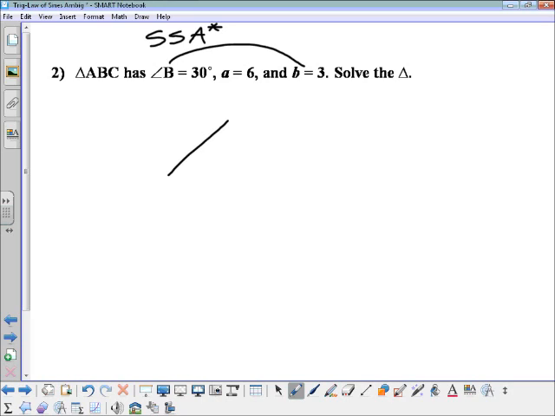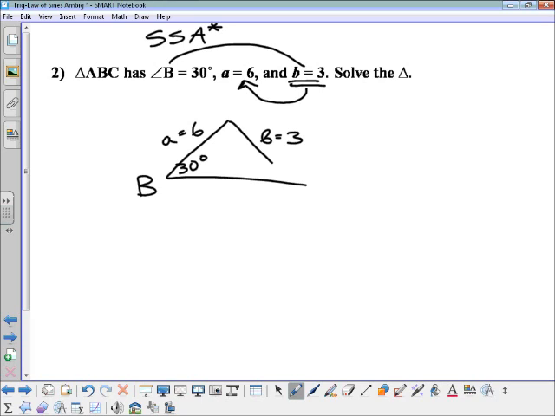So I'm going to just draw it, put B down here, 30. Okay, that means this side over here has to be little b equal to 3. This side has to be A equals 6. Now, again, the side opposite the angle is less than that one.